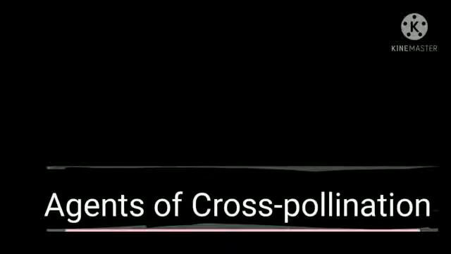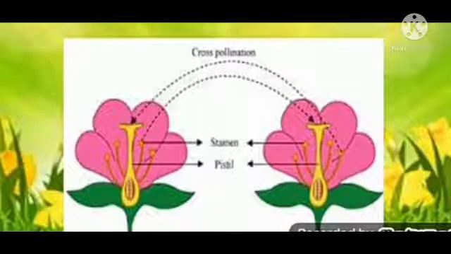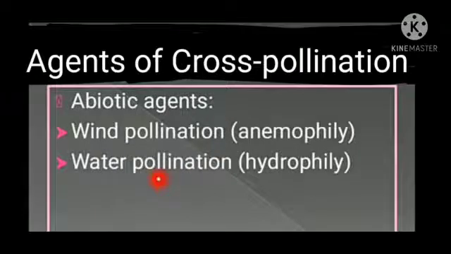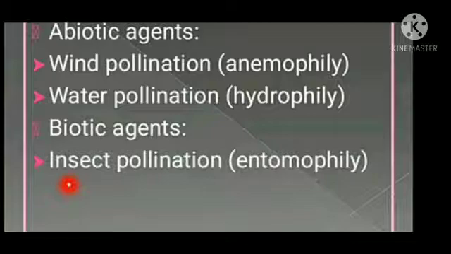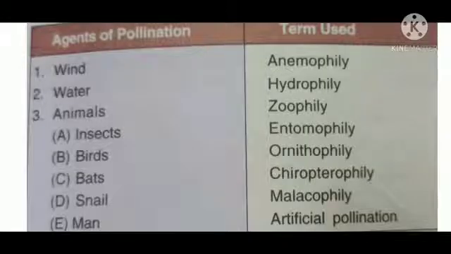In cross-pollination, pollen grains from the anther of one flower are transferred to the stigma of another flower, and the pollen grains need some abiotic or biotic agent such as wind, water, insects, birds or animals to transport and bring about pollination. The most common agents are first the abiotic agents. These are wind and water. Pollination by wind is called Anemophily and pollination by water is called Hydrophily.